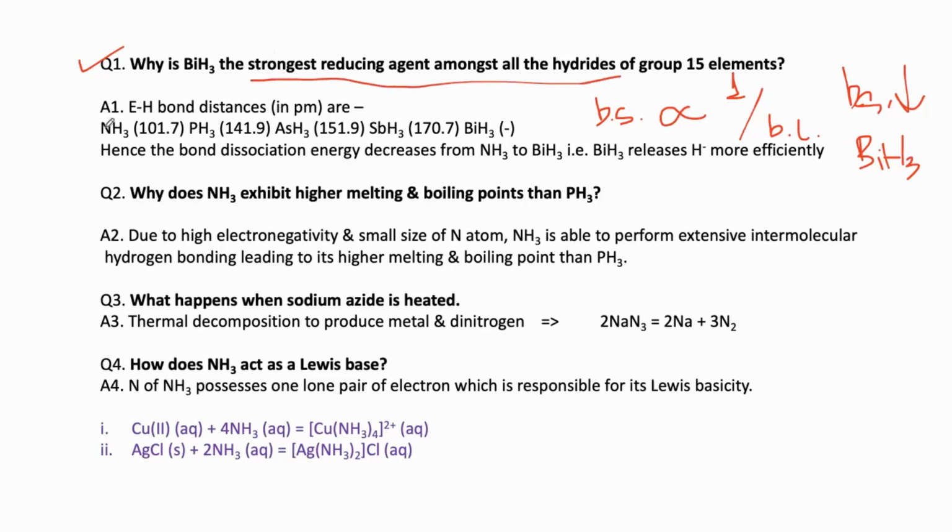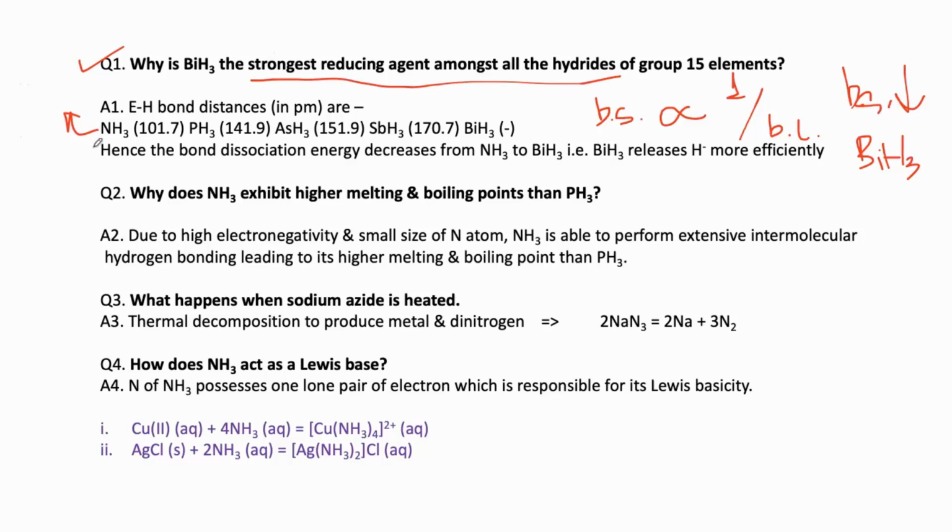Whereas if we go to the reverse side, NH3, the N-H bond is actually quite stable because it has the least amount of bond length. So it has the highest bond strength. That's why NH3 is the weakest reducing agent among the hydrides.